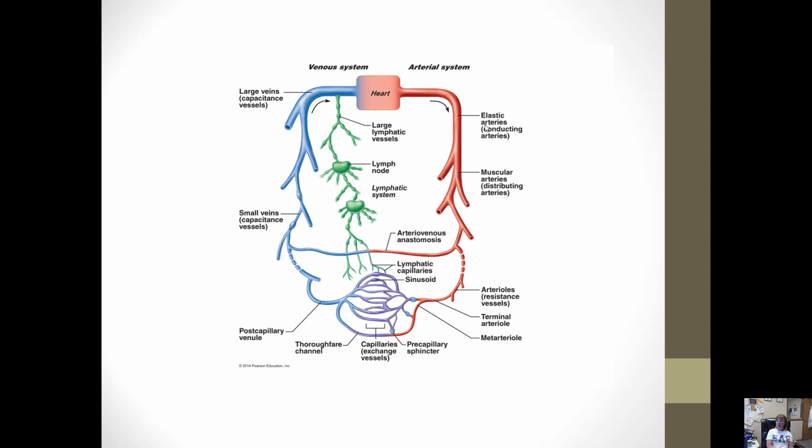And so this is where we see a lot of the vasoconstriction and vasodilation going on that we mentioned before with sympathetic stimulation. Then we go down to the arterioles. We call these arterioles resistance vessels. They are almost always constricted.